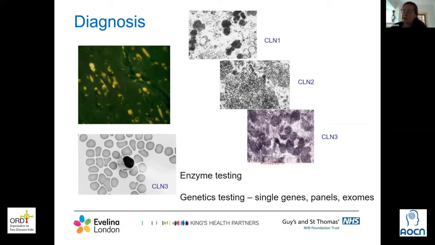But it really wasn't until enzymatic testing, until genetic testing became available to us, that we can make a truly NCL type specific diagnosis. And I would say now that the gold standard for these kind of rare metabolic diseases is a genetic test where you are able to identify two pathogenic disease alleles.